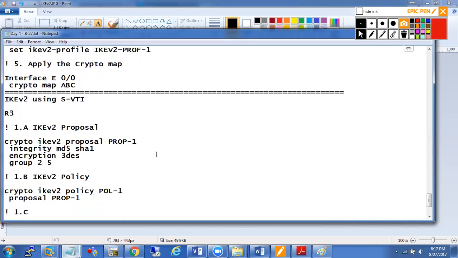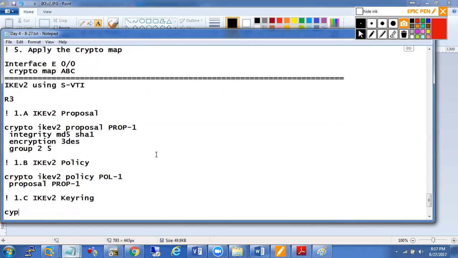Now for C, which is the IKEv2 keyring, I showed you how to do it based on different keys. In this example, I'm going to show you how to do it based on a single key, a common key.